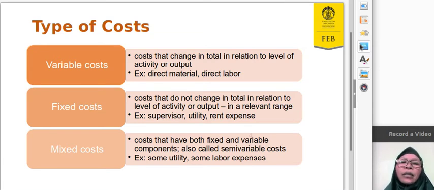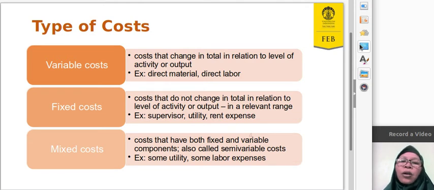Another example is the direct labor. Let's say we pay $100 to produce one product. So when we produce one product, we have to spend $100. When we produce another one unit, we have to spend another $100. So the direct labor cost will increase as the units produced increase as well.